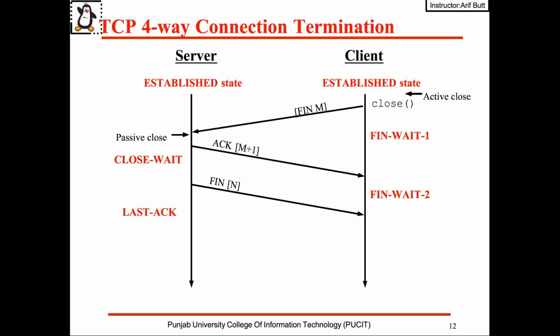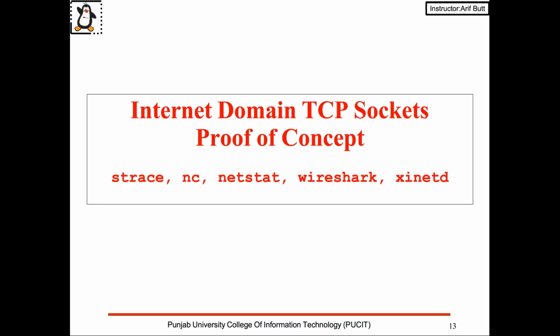The server also sends a FIN packet to the client, and in response the client also sends back an ACK packet, and the server closes the data socket. After some time, the client also closes its socket. So finally, both the sockets are closed and the connection is terminated. Fine, let us see the proof of these concepts using different tools.